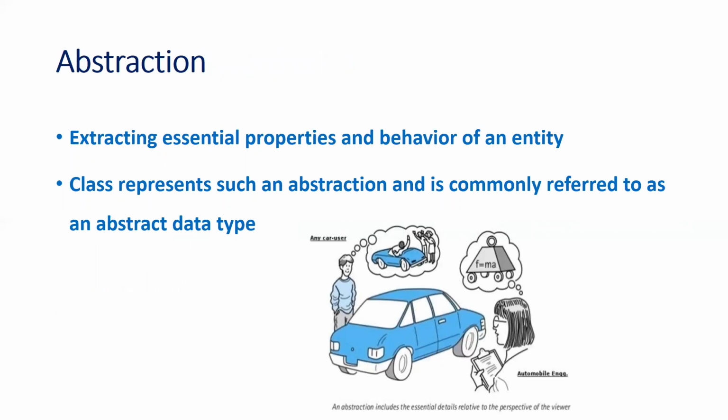What is abstraction? Abstraction is extracting the essential properties and behavior of an entity. So abstraction just extracts some important features or properties, or you can say behavior, of an entity. What is an entity? Entity means object. An object is also called an entity, a real world entity. So a class represents such an abstraction and is commonly referred to as an abstract data type.